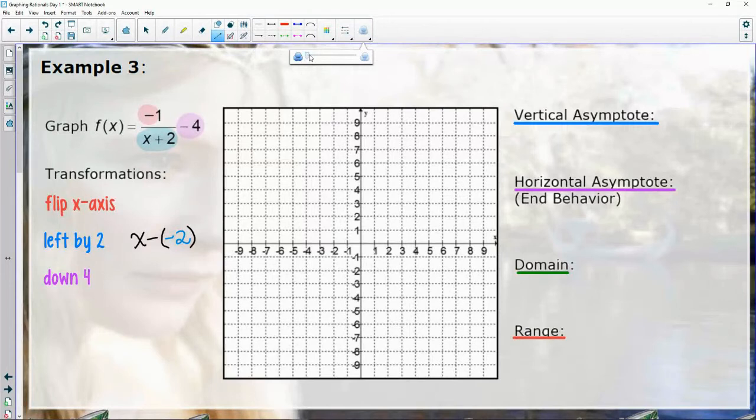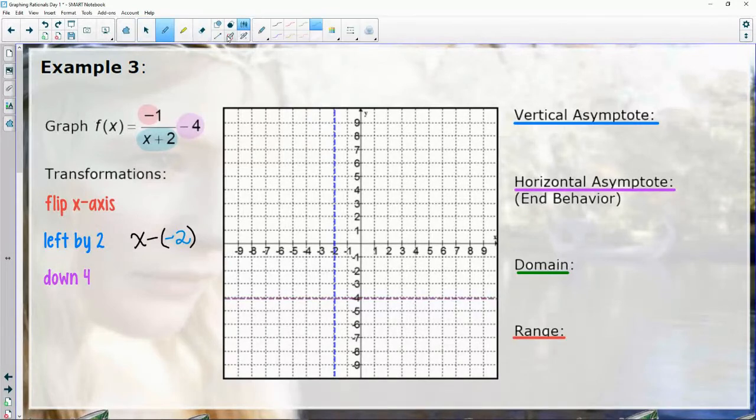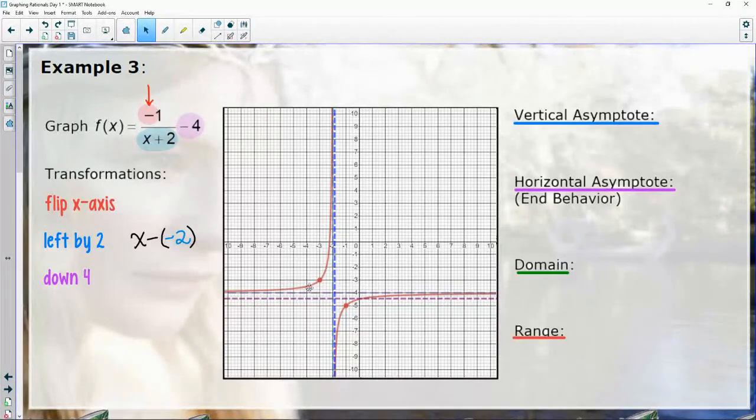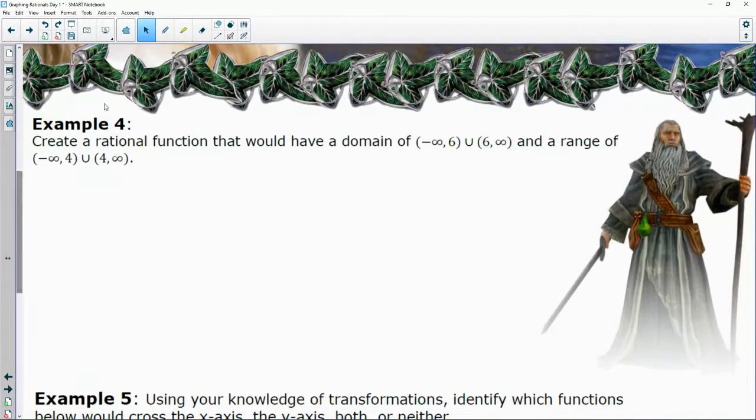So I went left by 2. So I'm going to have here at -2. And then I went ahead and went down 4. And instead of putting these graphs in this quadrant and in this quadrant, it's been flipped. There's that negative that's on the outside. So be real careful when you graph it, because you need to flip them to get to something that looks a little bit like this. All right, vertical asymptote is here at x equals -2 in blue. The horizontal is at y equals -4. Your domain, basically everything except -2. Watch for your boundaries. Same thing on the range. Everything except -4.